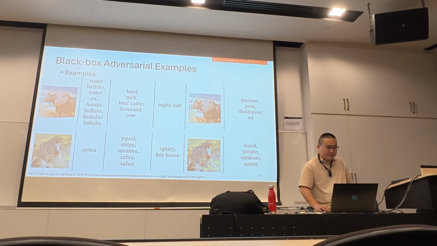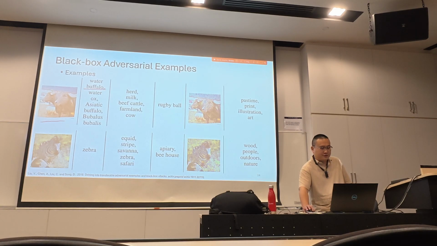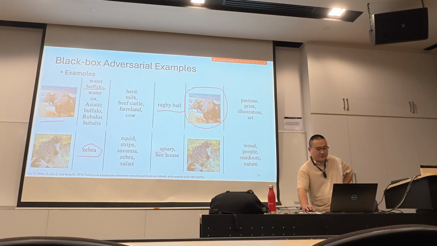Let's see some empirical results. Here, given the image, the image was predicted as a buffalo, and then we use the strategy to generate black box attacks. So this is the ensemble attack. We train multiple models, and then we generate the attack. The attack will fool multiple models locally, and then we pass the attack to a remote black box model. So you can see that the image will be classified, for example, as a rugby ball. And also for the zebra, after we generate the attack, the remote black box model will say, oh, this is like a beehouse.